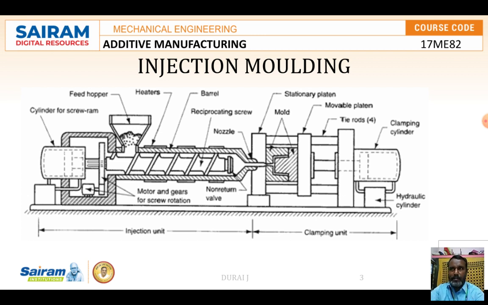The molten plastic material from the cylinder is injected through the nozzle into the mold cavity. The mold, in its simplest form, is a two-part system. One is the movable part, and the other is the stationary part. The stationary part is fixed to the end of the cylinder, and the movable part is opened or locked onto the stationary part.